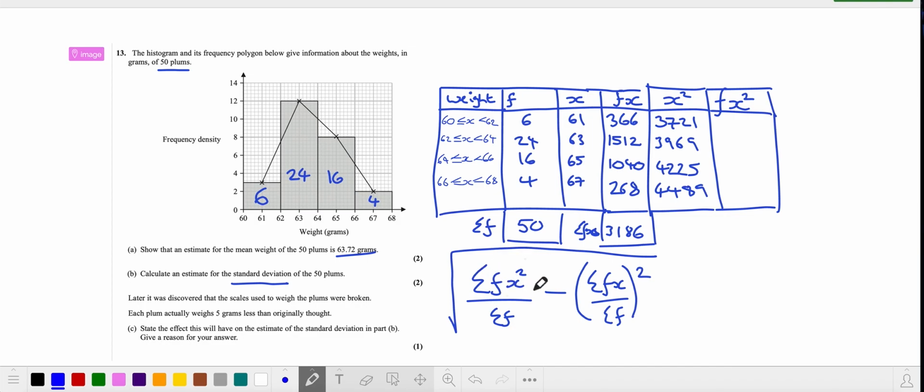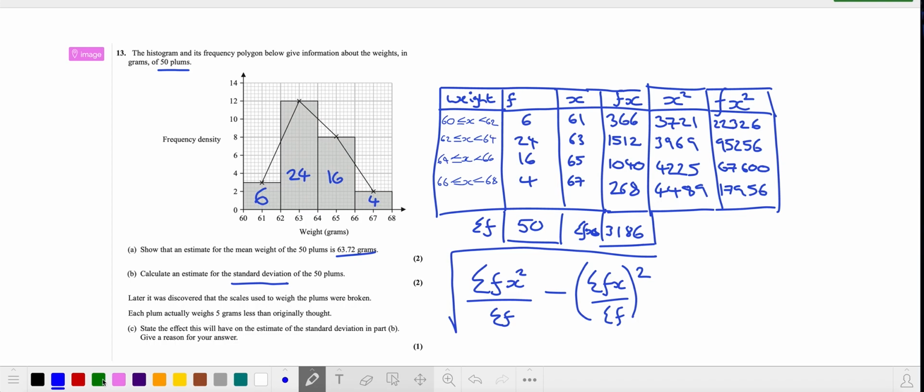Then we need to multiply each of these values by the frequency to get fx squared, which we can then add up to get the sum of fx squared. So our frequency was 6. 6 times this number, 3,721, gives us 22,326. 24 times this number gives us 95,256. 16 times this number, 67,600. And 4 times this number, 17,956.